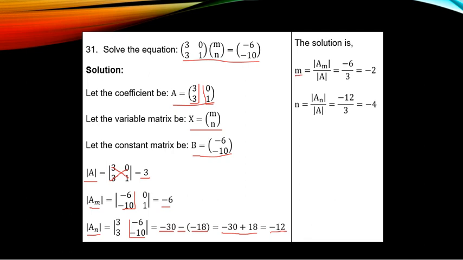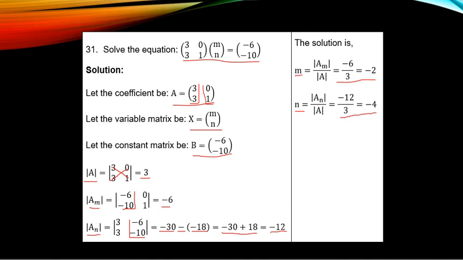The next thing is to look for m. And what is m? Determinant of A sub m, that is the coefficient matrix in respect to m, over determinant of the coefficient matrix, and you have minus 6 divided by 3, and that is minus 2. Then you look for n as well. And what is n now? Determinant of A sub n divided by determinant of coefficient matrix, and that is minus 12 over 3. When you divide, you have minus 4.